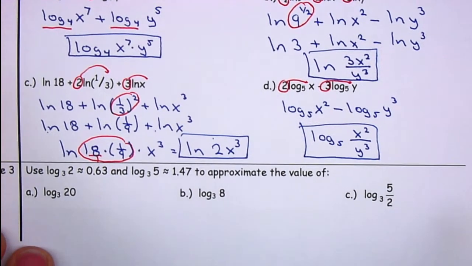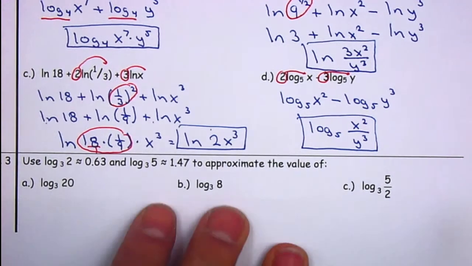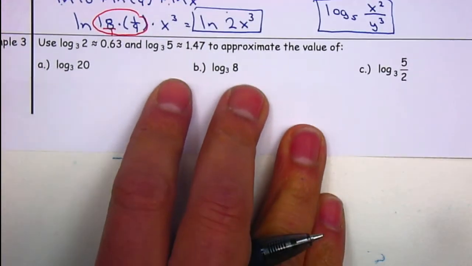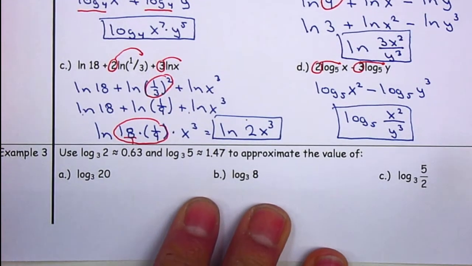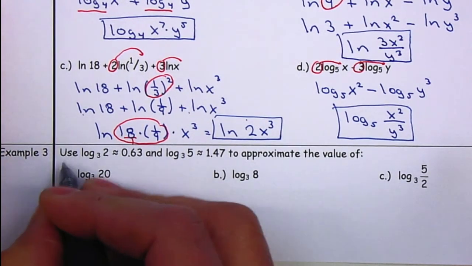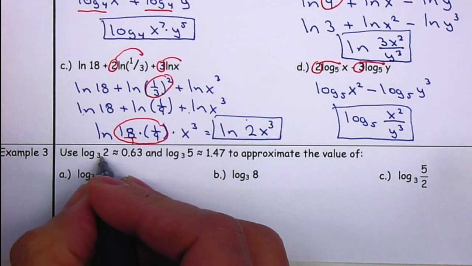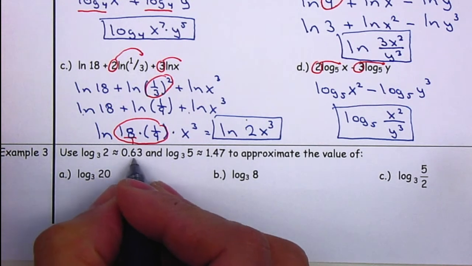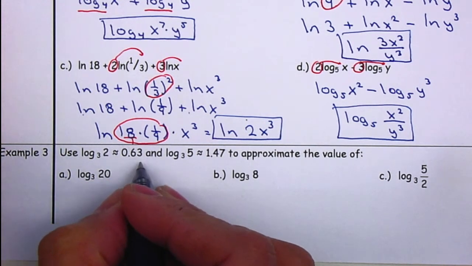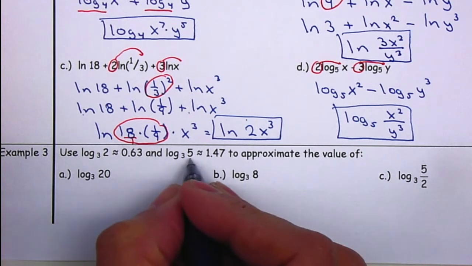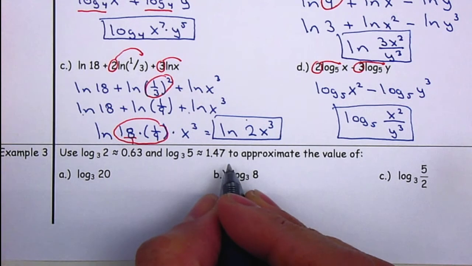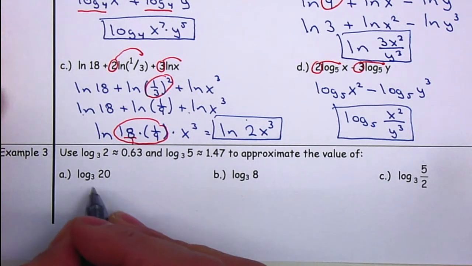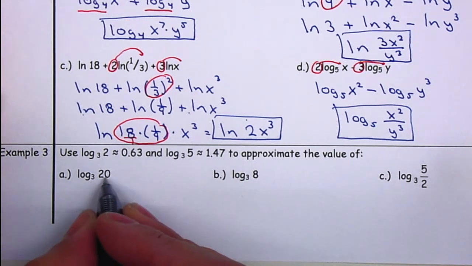Let's continue to example number 3. On example number 3, they tell you that the log base 3 of 2 is about 0.63. The log base 3 of 5 is approximately 1.47. We want to be able to approximate the value of log base 3 of 20.